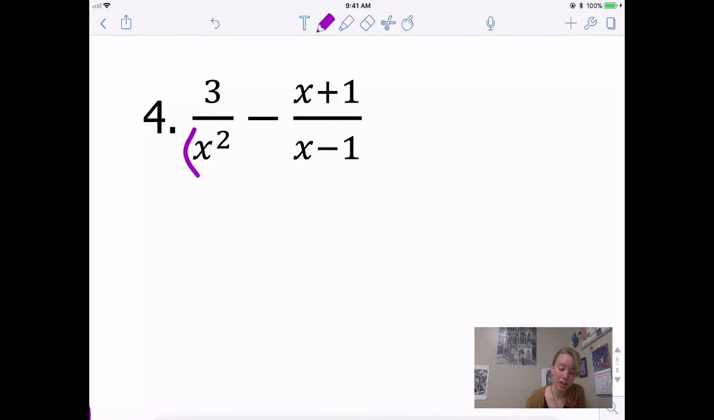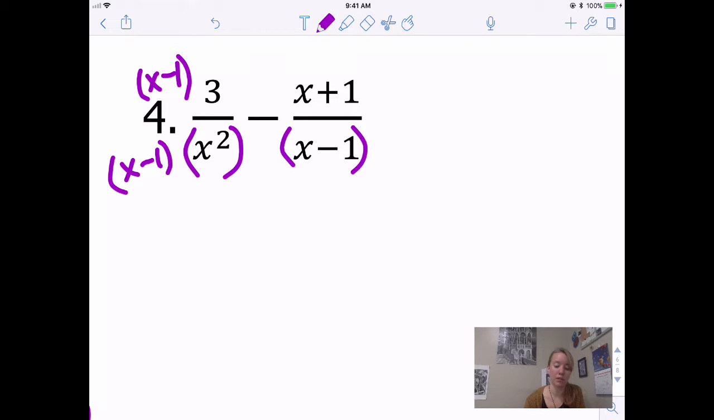Okay, so I'm going to write parentheses around each part because I can't just tack on a squared here. Because remember that parentheses are kind of like force fields. They mean that that is one term in and of itself. So what the first one is missing is the entire thing x minus 1. So I've got to multiply the top and the bottom by x minus 1. Second one, what it's missing is x squared and x squared.